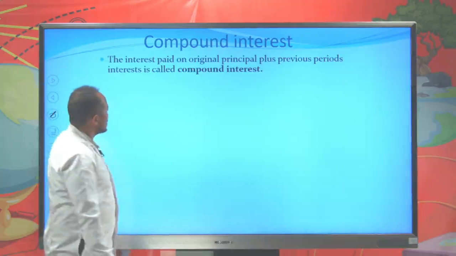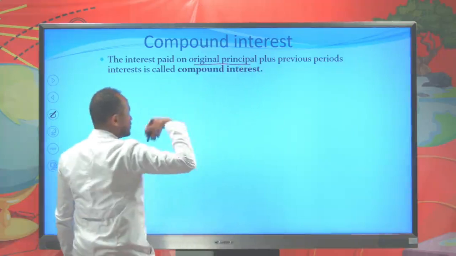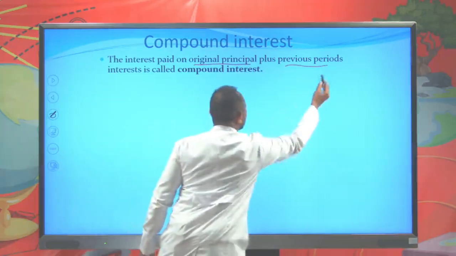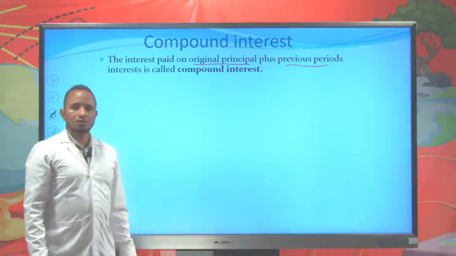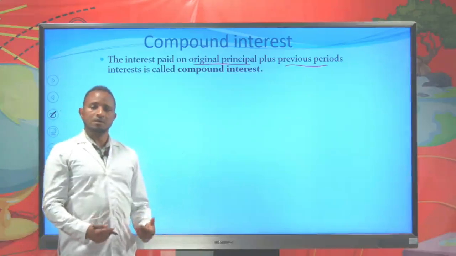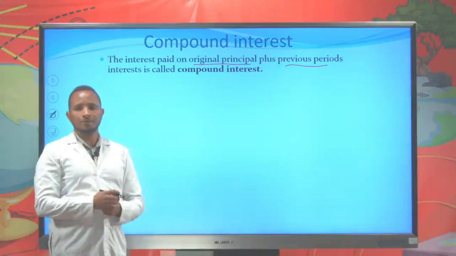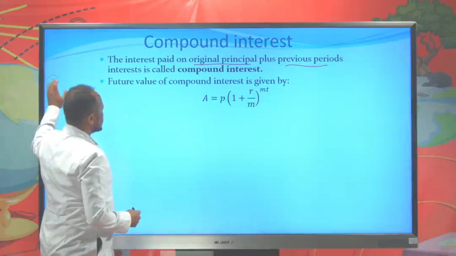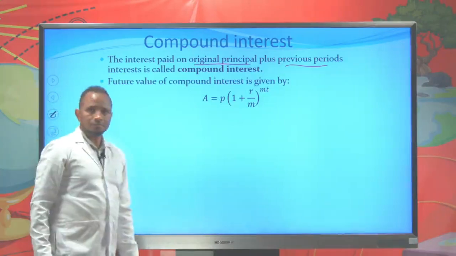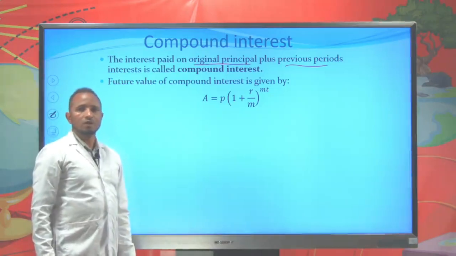This is the interest paid on original principal plus previous period's interest. We call this compound interest. In the case of compound interest, the interest is calculated not only on the original principal. It will be calculated on the original principal plus the interest on the previous period. So we use this formula to calculate the amount of compound interest, or the future value of compound interest.